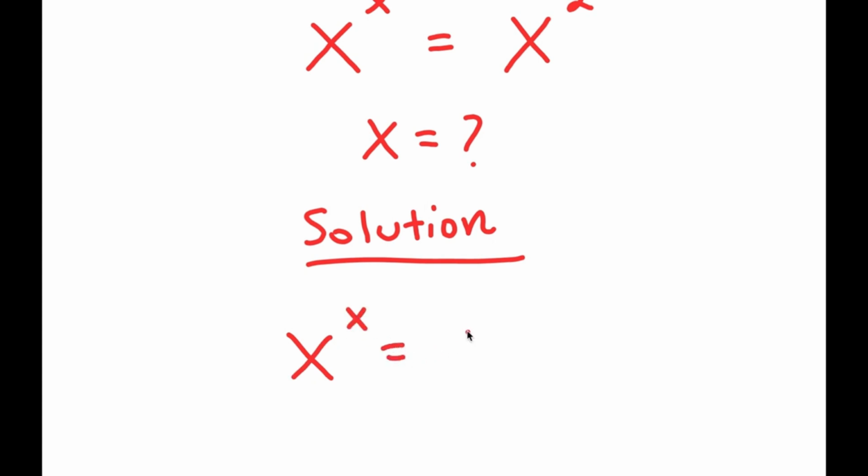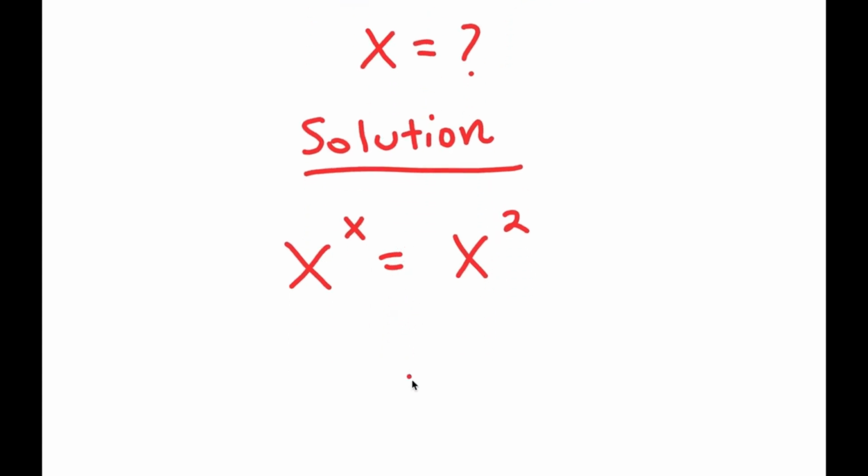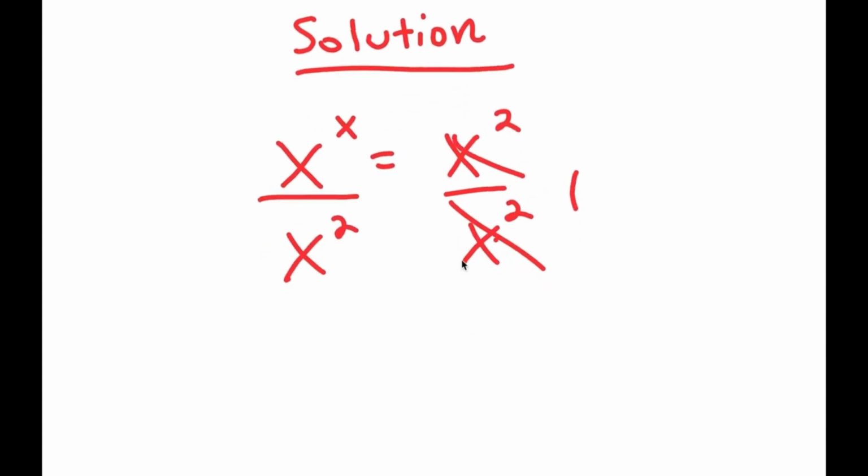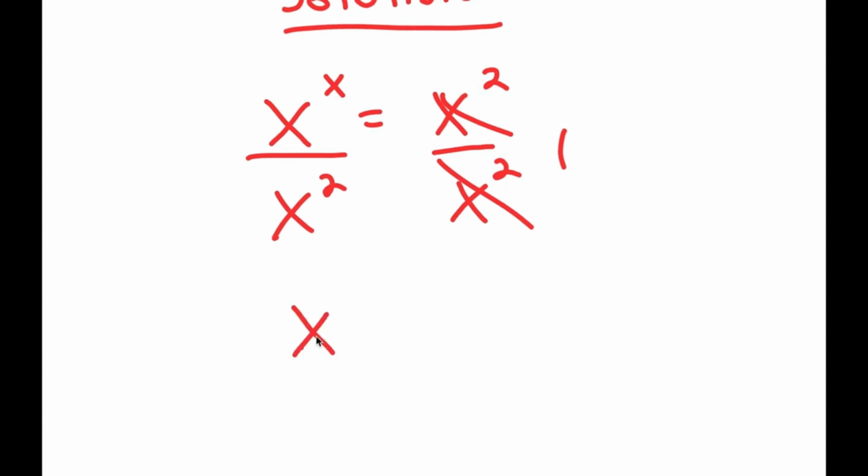So x to the power of x is equal to x to the power of 2. And now I'm going to divide both sides by x to the power of 2. So if I divide both sides by x to the power of 2, I get x to the power of x over x to the power of 2 is equal to x to the power of 2 over x to the power of 2. And these two cancel out, and I get 1. So I get x to the power of x over x to the power of 2 is equal to 1.